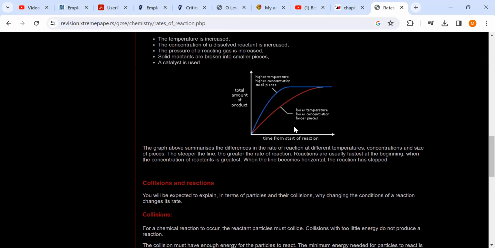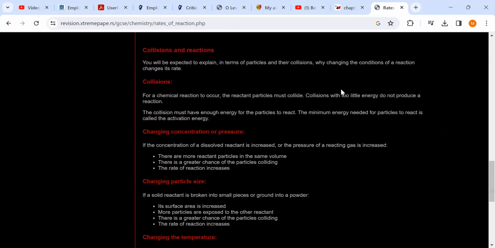For example, what happens when the temperature is increased? The red line shows the graph of a normal reaction. The blue line shows the graph when the temperature is increased. When the temperature is increased, the particles gain more kinetic energy, they collide with each other more frequently, and they gain energy above the activation energy. Once they achieve energy above the activation energy, the reaction proceeds smoothly.